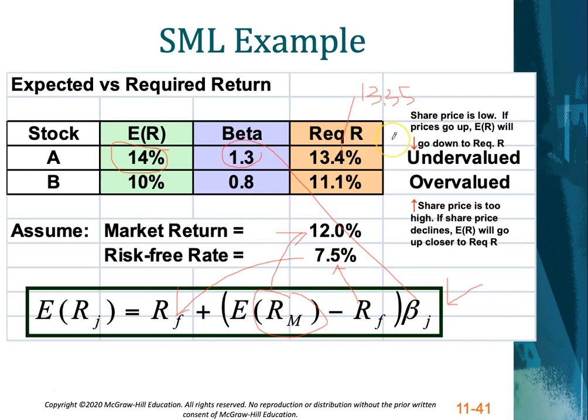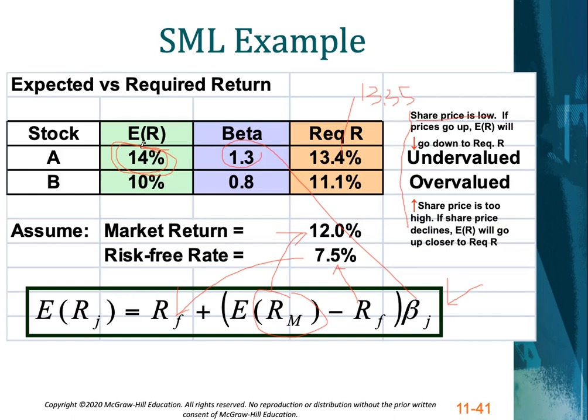Now, here over to the right side, right in here, it says share price is too low. If prices go up, then the expected return will go down to the required return. So it's undervalued. So what that means is that if share price was higher than it currently is, then this 14% would be lower.